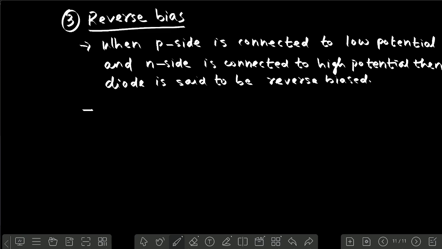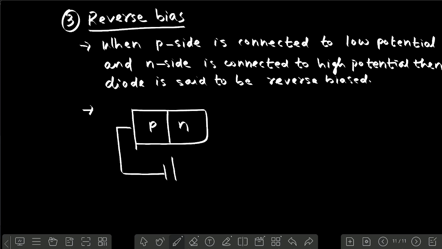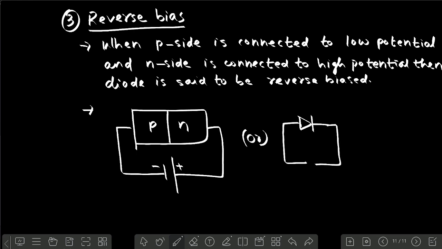In this, what happens? Now see here, suppose I am taking a PN junction. This is P, this is N. Now the P side is connected to negative potential and the N side to positive potential. Negative means low potential, positive means high potential. Symbolically also you can tell. Which is the P side here? The triangle is the P side, the straight line is the N side. So P is connected to low, N is connected to high.